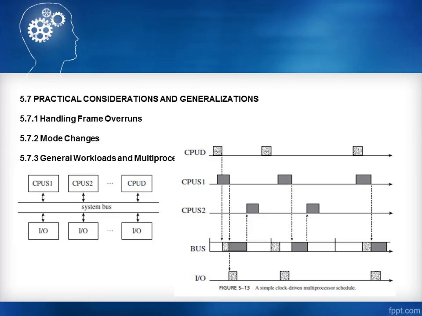The next topic is practical considerations and generalizations. The first topic is handling frame overruns. A frame overrun occurs whenever a job in a frame executes for more than the frame period. Then what to do? There are two cases: one is to omit the execution, the other is to continue the execution. If nothing happens to the system, the execution can be continued even with the frame overrun. But in many cases it is better to avoid frame overruns.